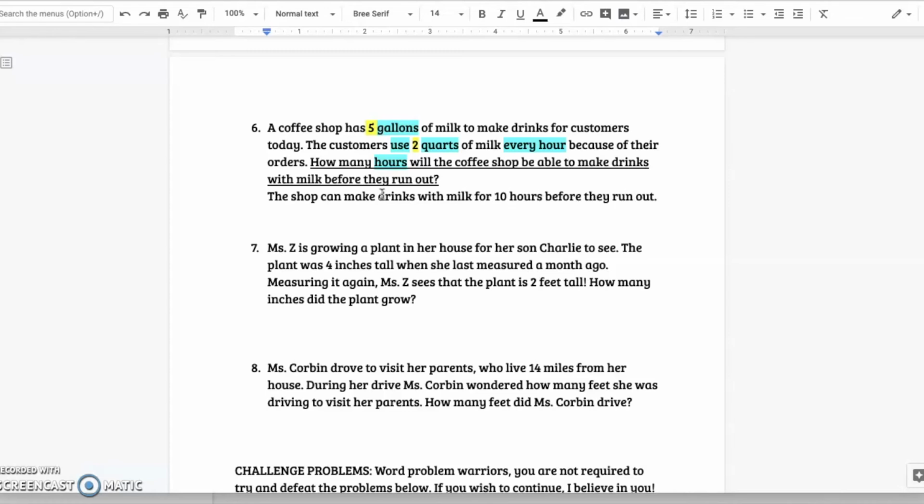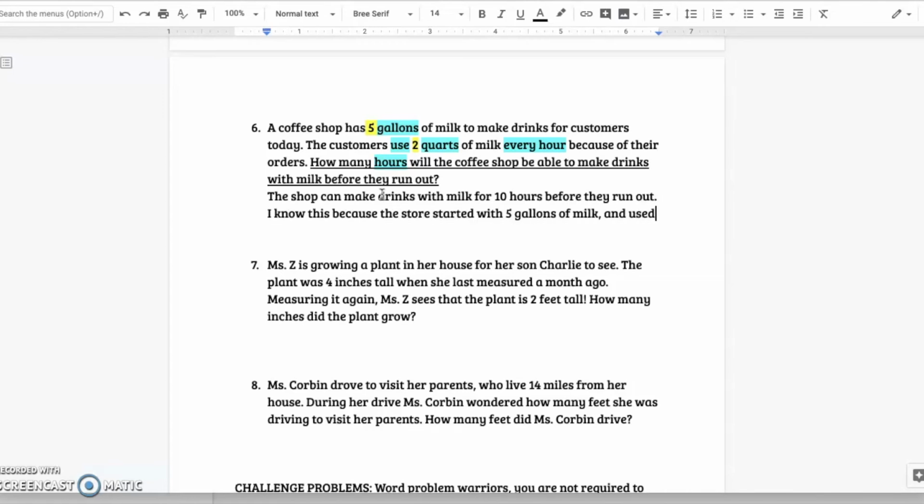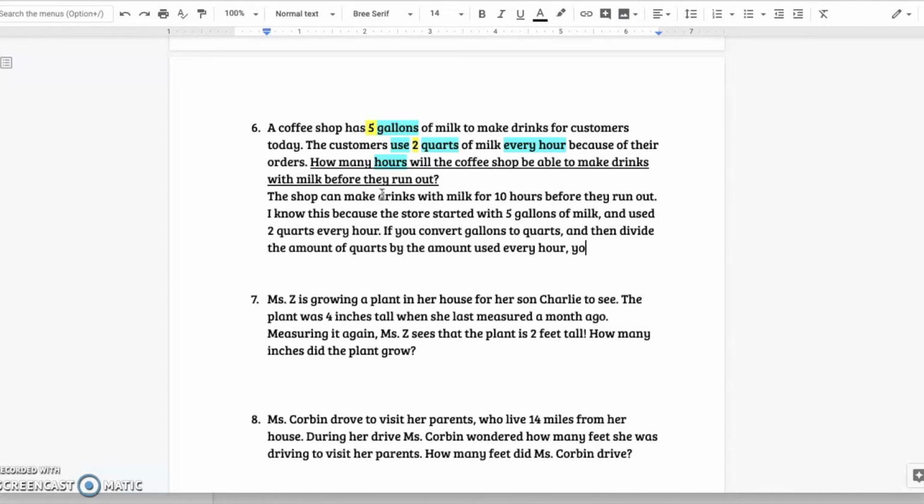So I did the R and the A in RACE just now. I restated the question and I stated my answer. Next, I have to cite my evidence and explain my evidence. So the evidence is that the store started with 5 gallons of milk and used 2 quarts every hour. That's evidence because it's in the problem already. I'm stating what the problem gave me, what I know are facts about the problem.